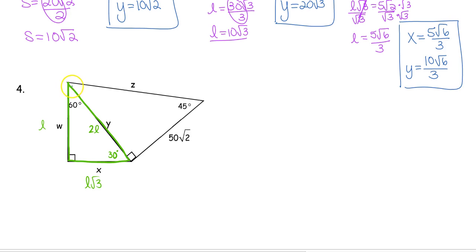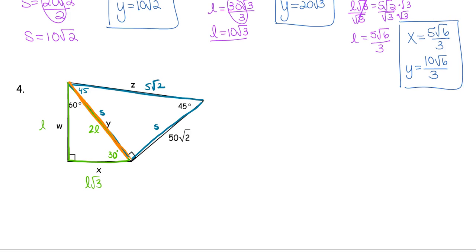Then on the other side, we have another special rights triangle. This time we have 45, 45, 90. So this is going to be S, S, and S root 2. What you should notice is this side right here. That is a shared side. That is going to be the link between our two triangles.